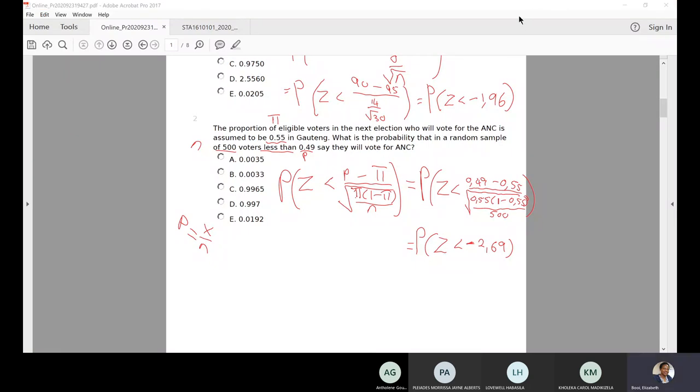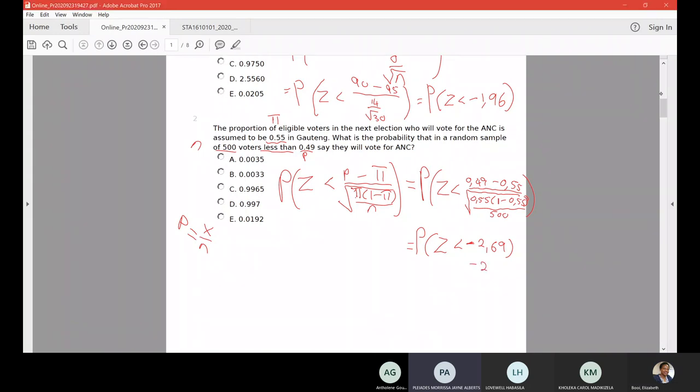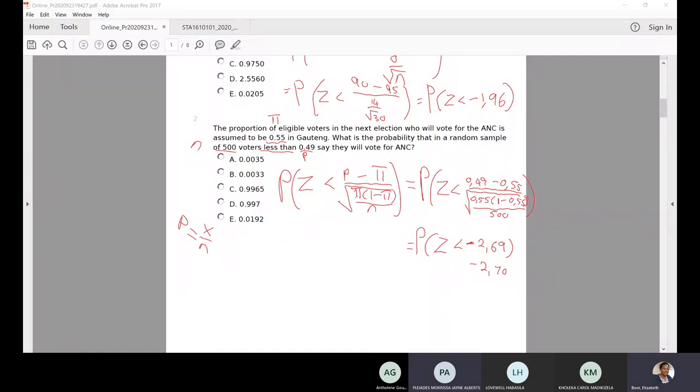I can also check. I have minus 2.7027. Well, yeah. Do you round it off to two decimal points? Yes. Okay. So minus 2.70. Yes, I think that is the answer.